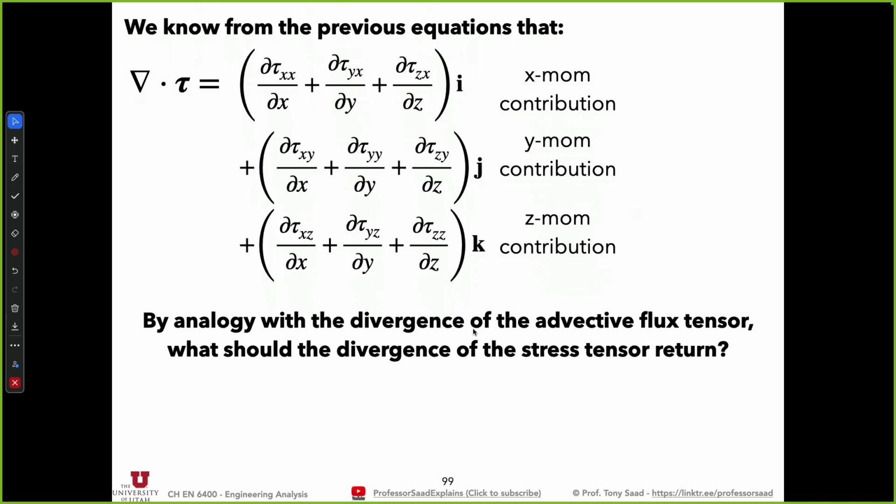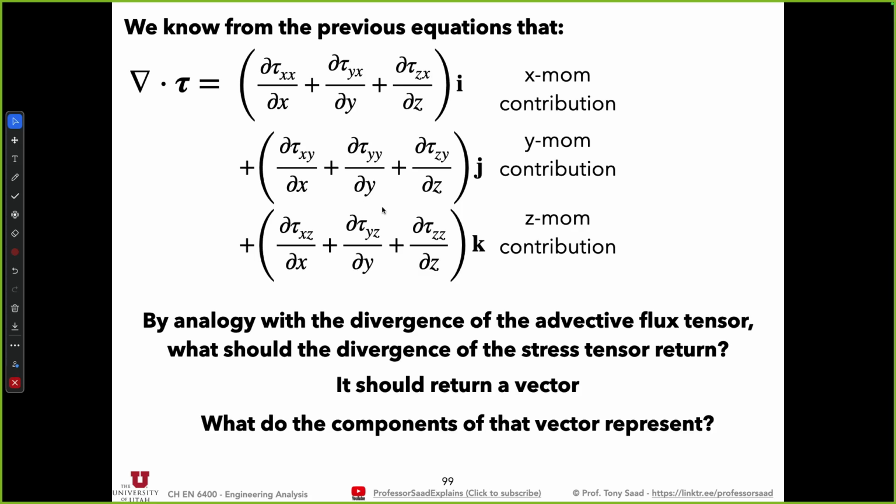All right. So by analogy with the divergence of the advective flux, we can also do the dot product operation by dotting the nabla operator with the dyadic form of the stress tensor. And it should also return a vector. The components of this vector correspond to the x, y, and z contributions of the net diffusive flux for x, y, and z momentum.